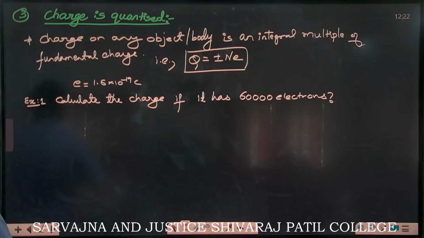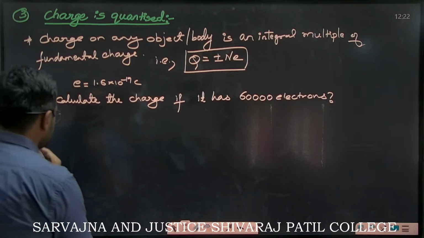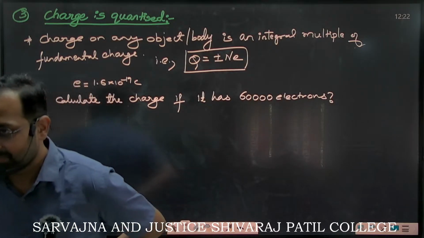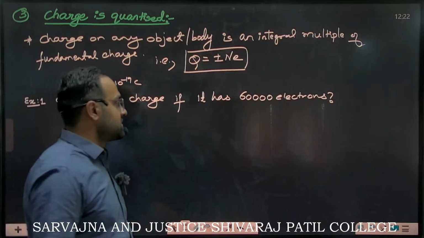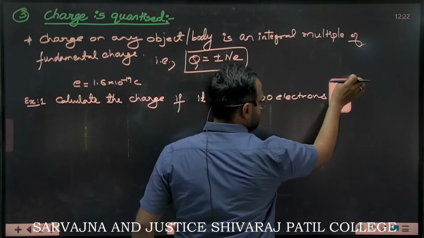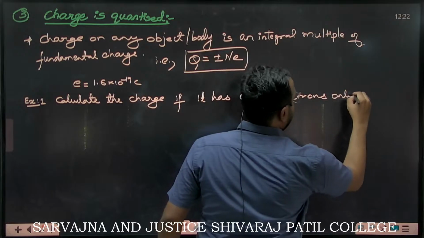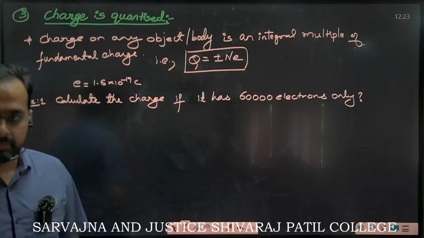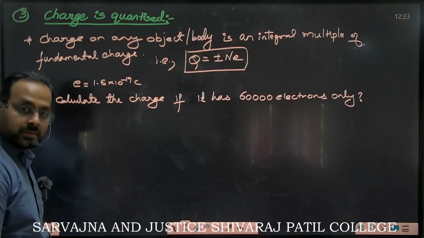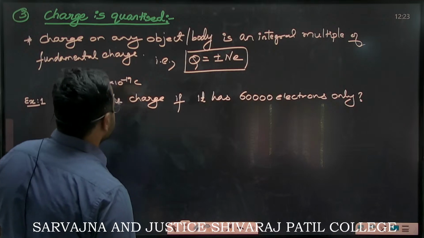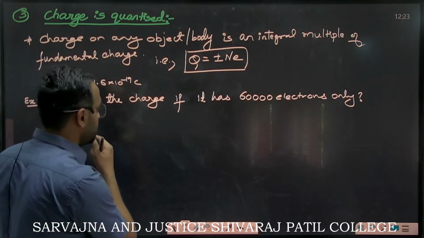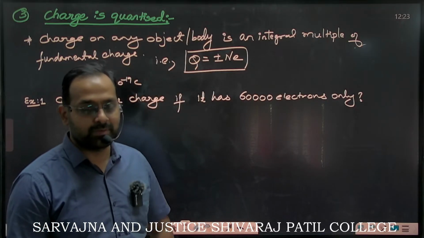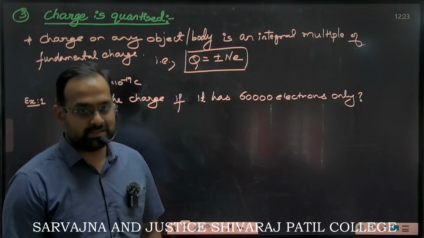Okay, take a look at this example. What does it say? Calculate the charge if it has 60,000 electrons. Okay. It has 60,000 electrons only. 1.6 into 10 power minus 19, plus or minus.